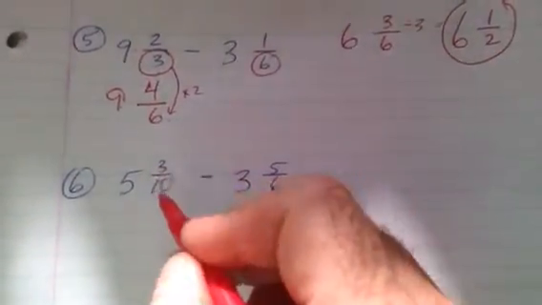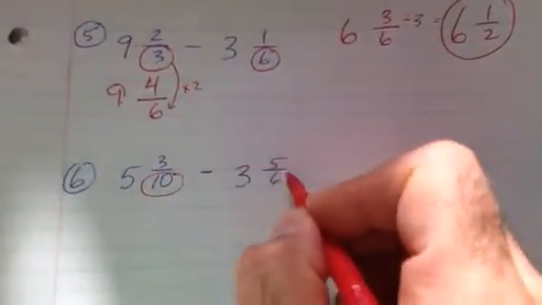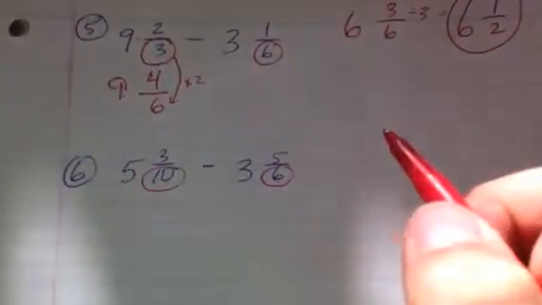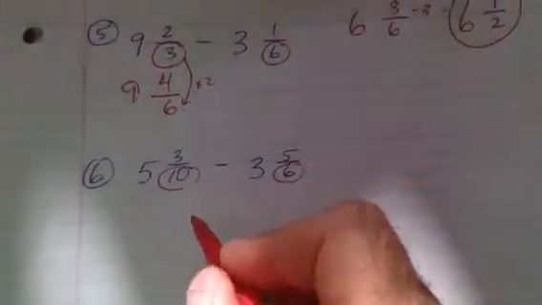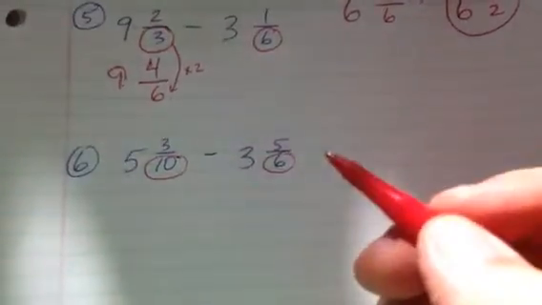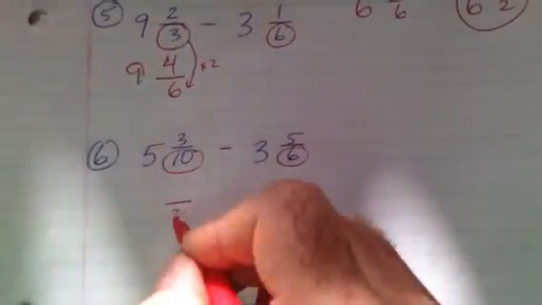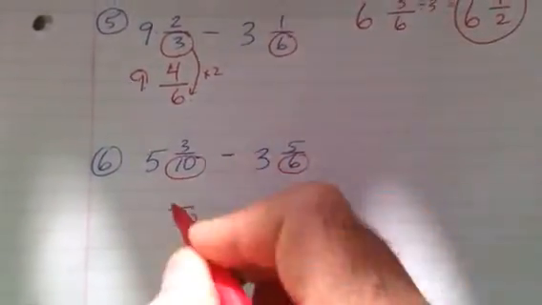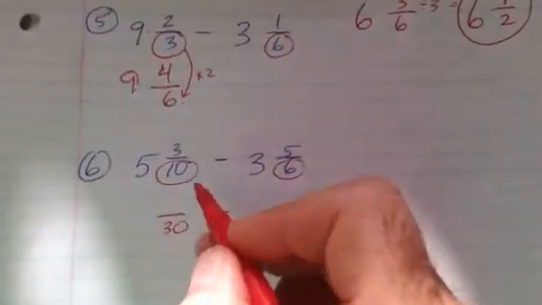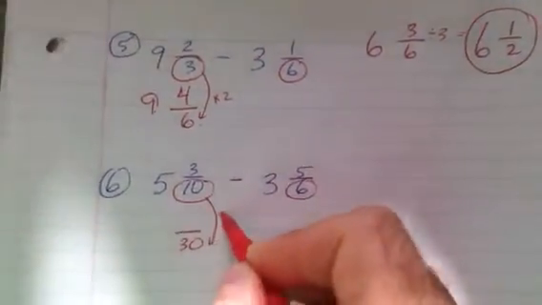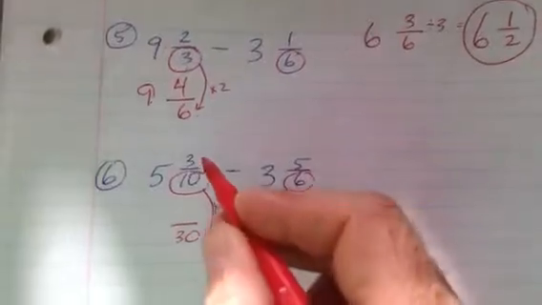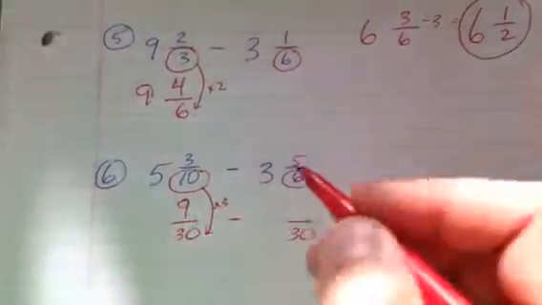So we have a 10 and a 6 as denominators. We want to find a common denominator. So they both go into 30. So we will change the bottom numbers to 30 and subtract. So 10, how many 10s go into 30? It's 3, so it's 10 times 3. So 3 times 3 is 9.